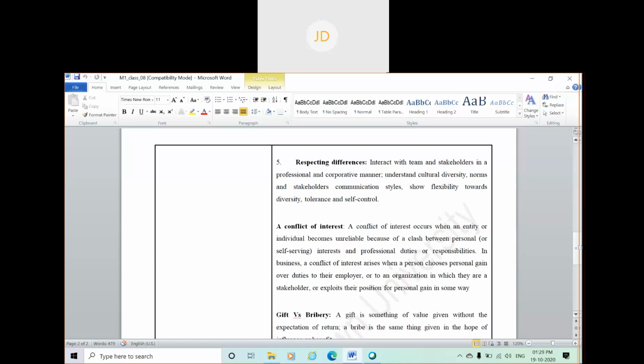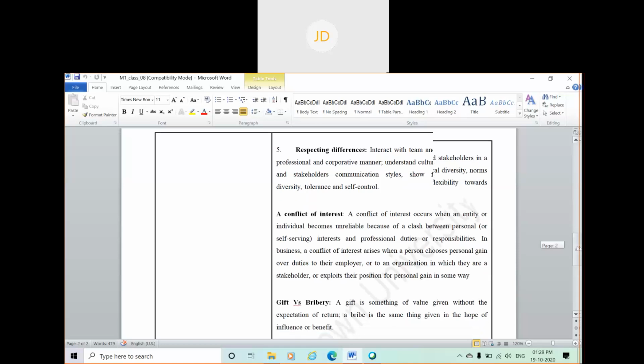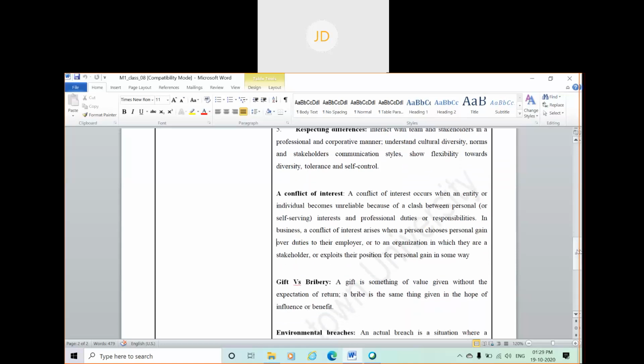So whenever a conflict of interest comes, you should understand that personal duty or personal interest has risen above professional duties. You should remember these things: the professional duties and responsibilities always come first.